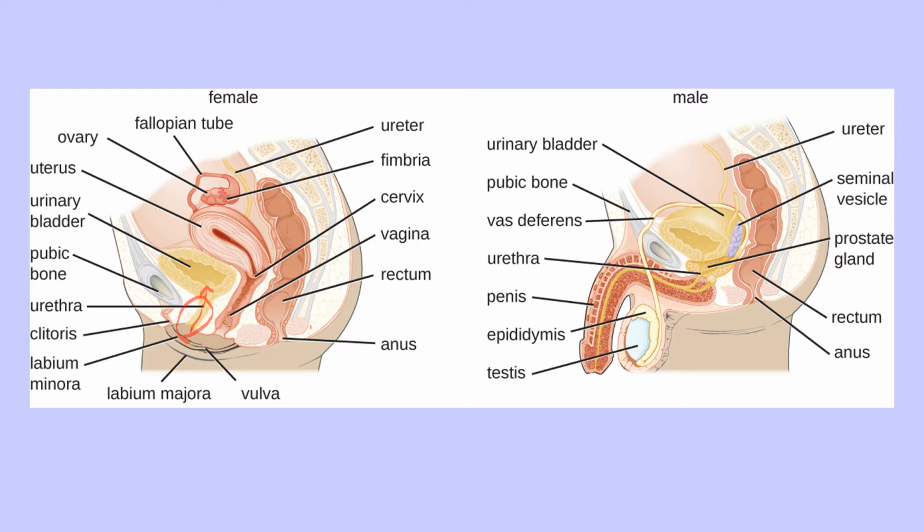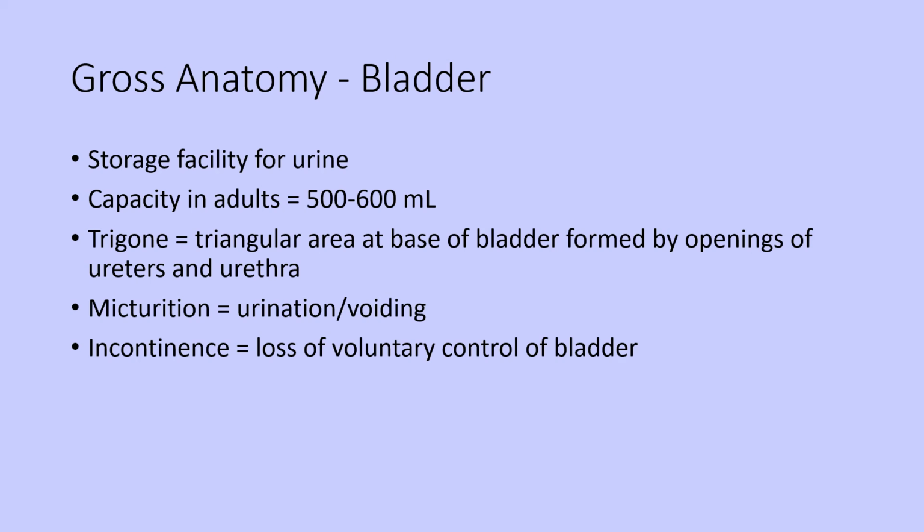Therefore, bladder infections are more common in females than they are in males, just because it's a shorter distance. For the males, what you're looking at here is the urethra here through the penis, back around, and then finally up into the bladder. So it's a much longer distance to travel. So therefore, urinary tract infections, specifically bladder infections, are going to be more common in females than males.